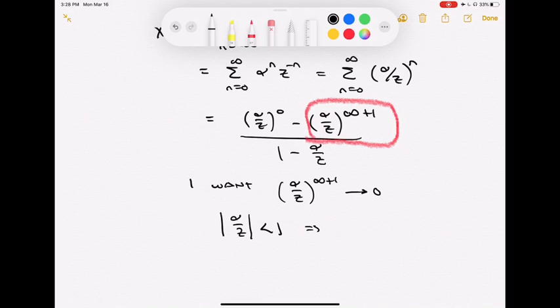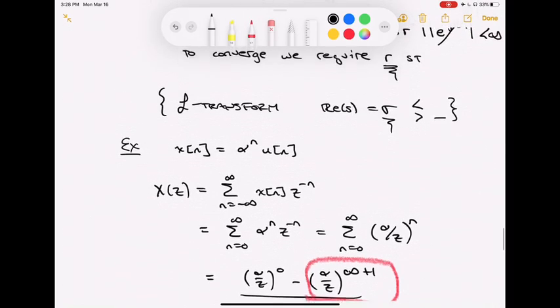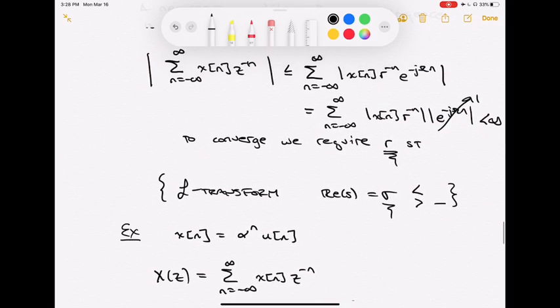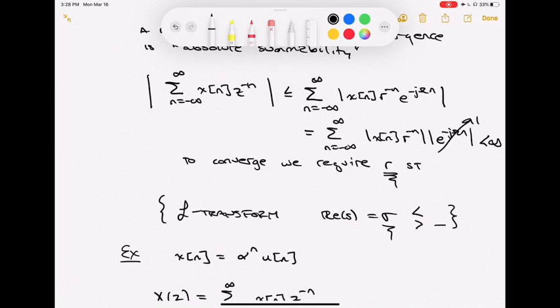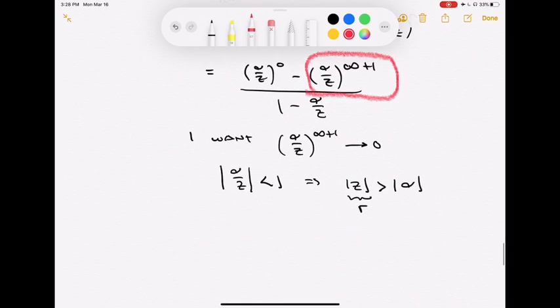This is going to give me a condition of norm z being greater than norm alpha. Norm z, by the way, is just what? That's just r. So that's where those discussions of convergence came in. A necessary condition for convergence was absolute summability. We said it all involves this value r. Here it comes into play. We're bounding r so that it has to be greater than the size of that parameter alpha that was part of my signal, the exponent base. Okay, so we have r greater than norm alpha.